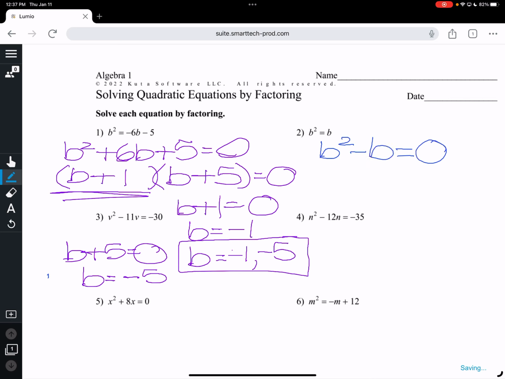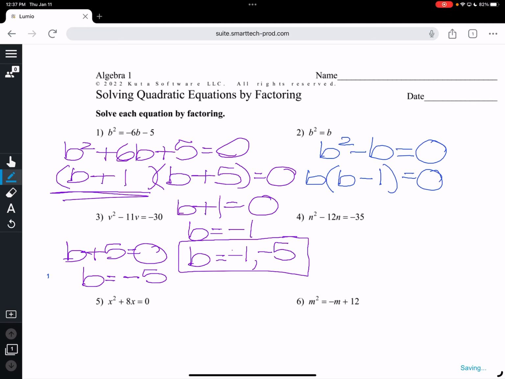So, what's the first thing we always check for? If the lead coefficients are the same, or anything like a GCF. And is there a GCF for this? B. Yeah, they both share a b. What are we left with? B minus 1. So b times (b minus 1) equals 0.